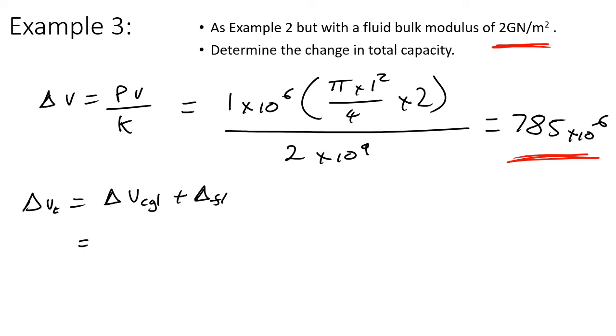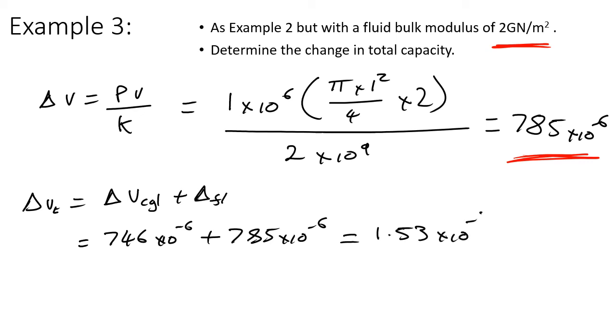So that's going to be, what do we get? We got 746 for the change in volume of the cylinder, and that's going to be plus 785 times 10 to the minus 6 for the fluid. And again, that's a plus because we can actually get more fluid in. So that will give us a value of 1.53 times 10 to the minus 3 meters cubed.